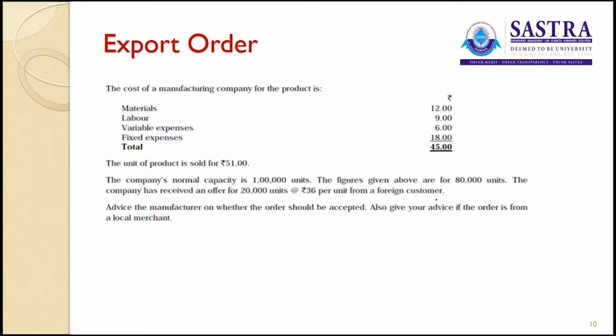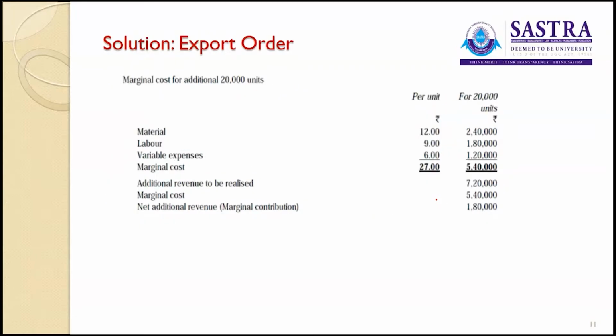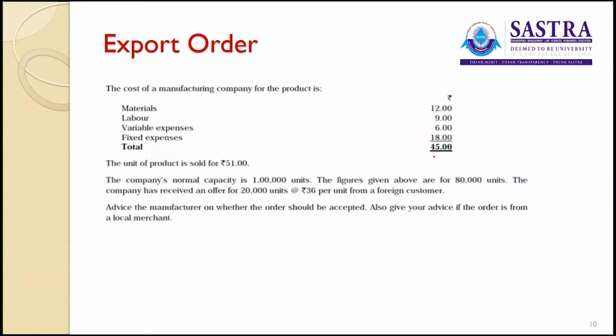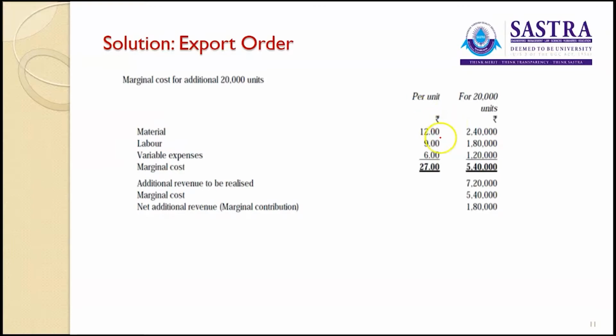Now they are getting an order from a foreign customer for the utilization of your idle capacity, and it is at 36 per unit. So advise the manufacturer on whether the order should be accepted and also give advice if the order is taken from a local merchant. Now we shall first calculate what will be the marginal cost for the additional 20,000 units. Now materials we have 12 rupees, labor 9 rupees, variable expenses 6 rupees. See, it is given on the previous page, that is 12, 9 and 6.